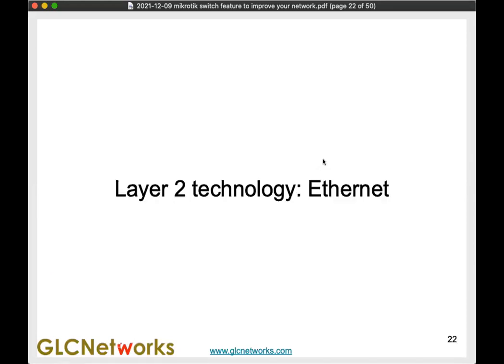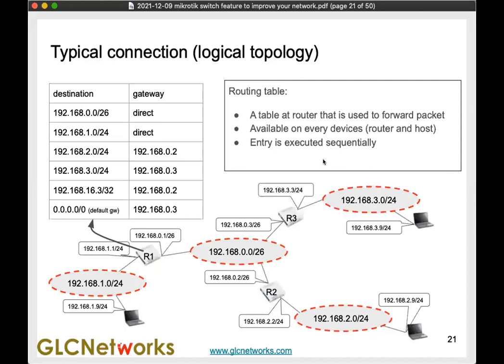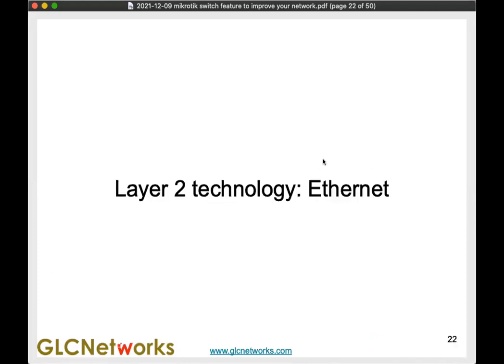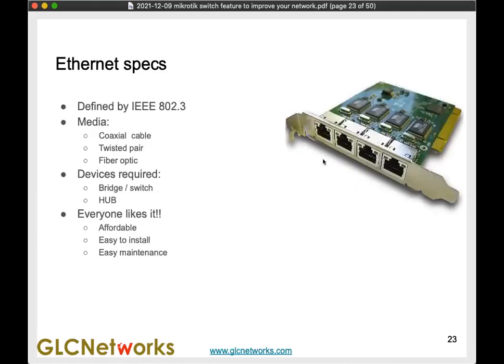So today, because we are talking about switches, we are focusing on layer 2 technology, which is Ethernet. Because if you use token ring, we don't use that kind of switch. We use switches if you use Ethernet. So that's why we need a refreshment about how Ethernet works. This is the Ethernet specification defined by IEEE 802.3.